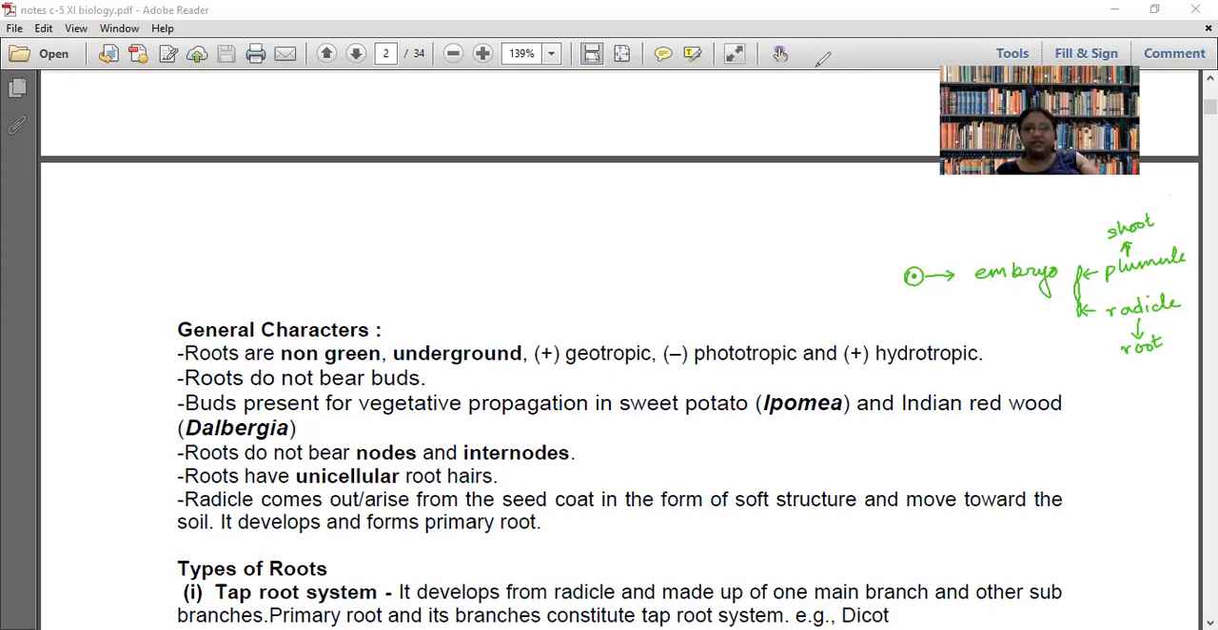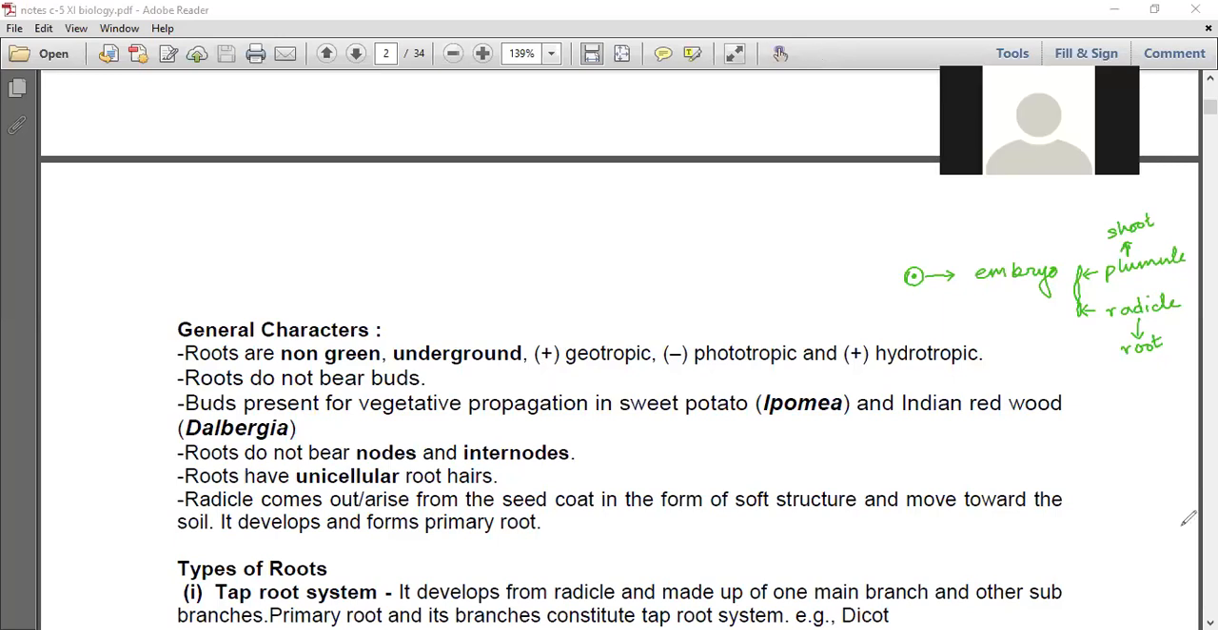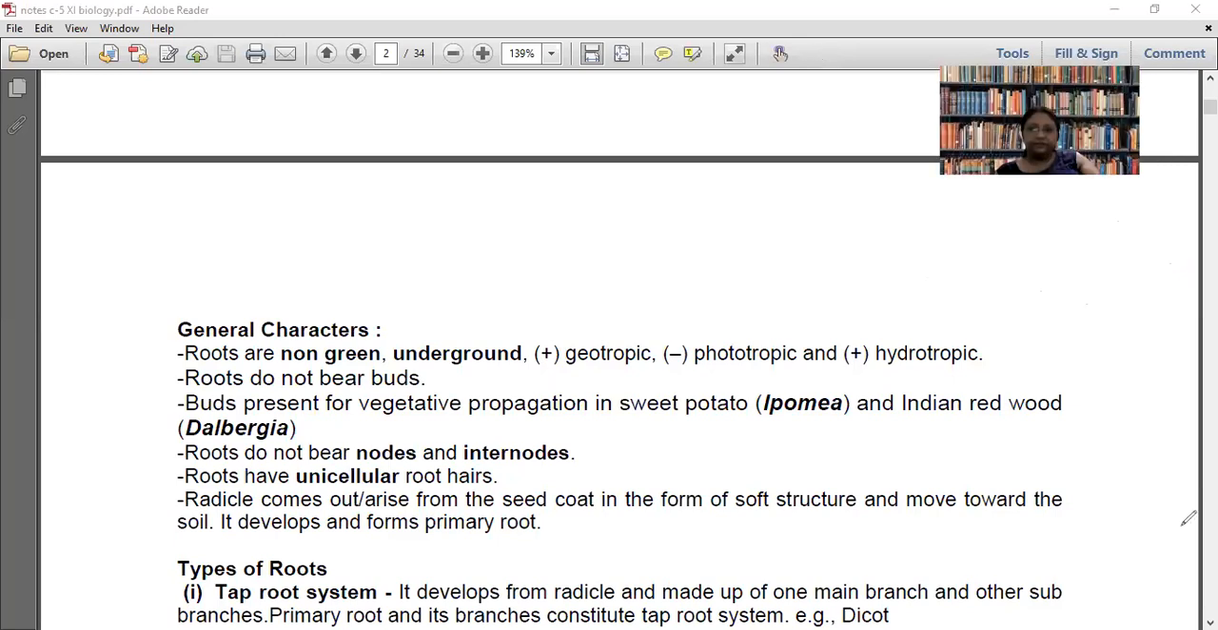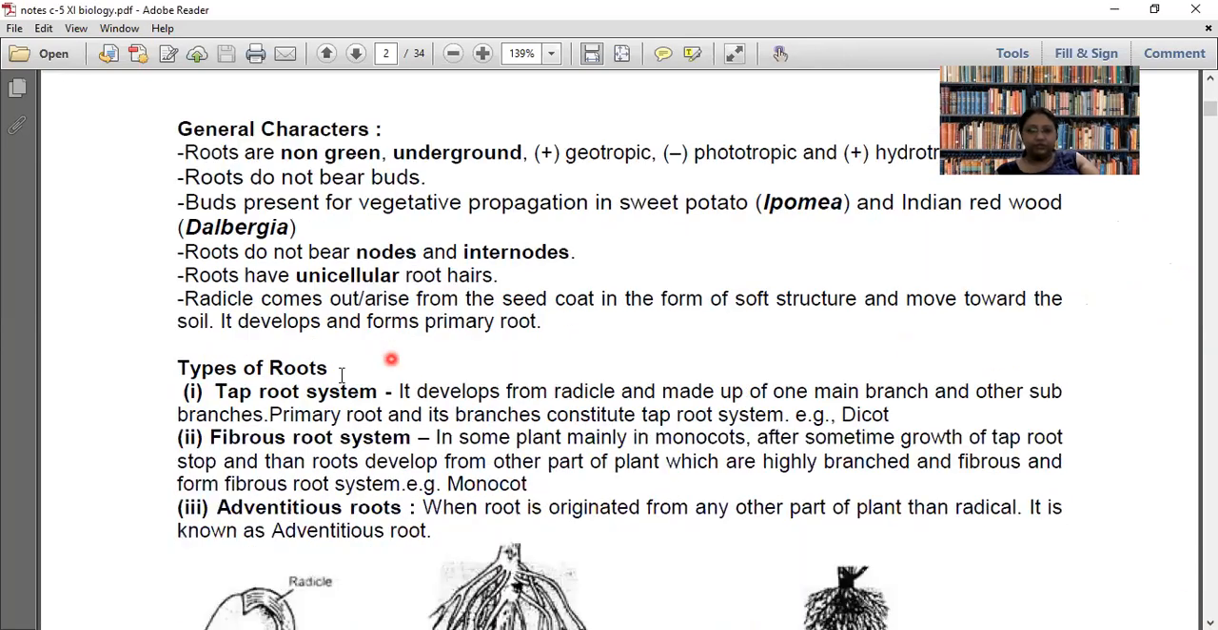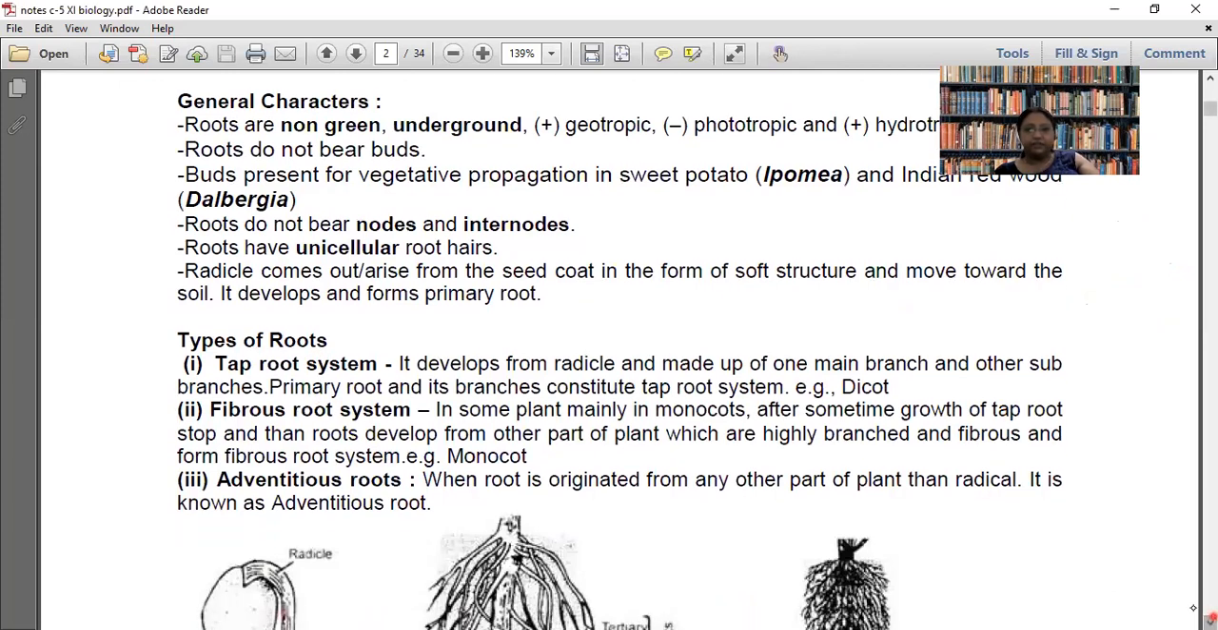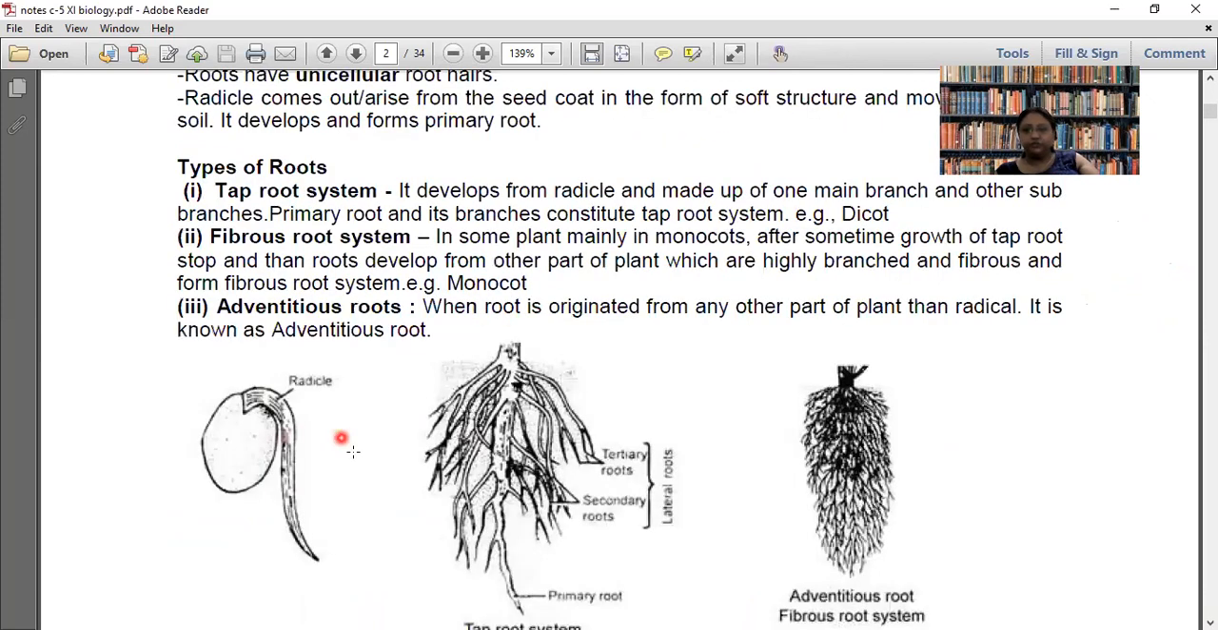This part is clear, the general characteristics of root. Yes. So we will move ahead. Types of root. So here you can see that root can be of three types. I will focus on the diagram. It will be very useful for you to understand.